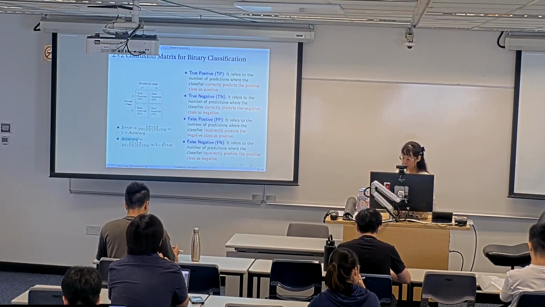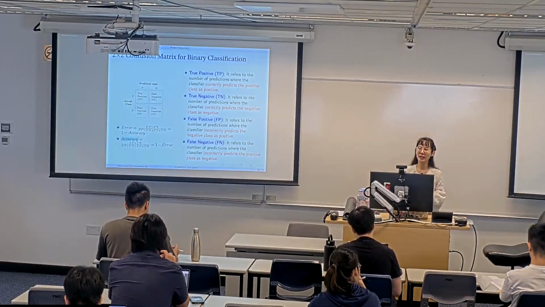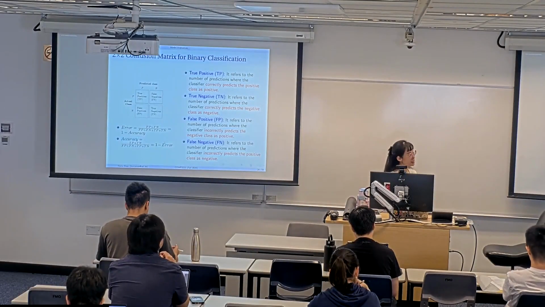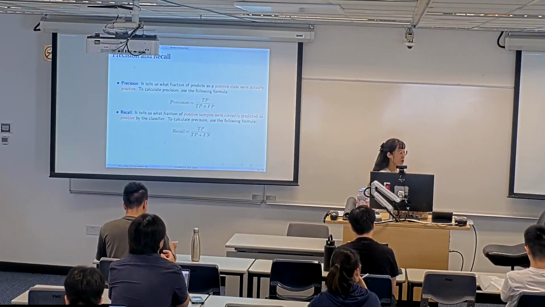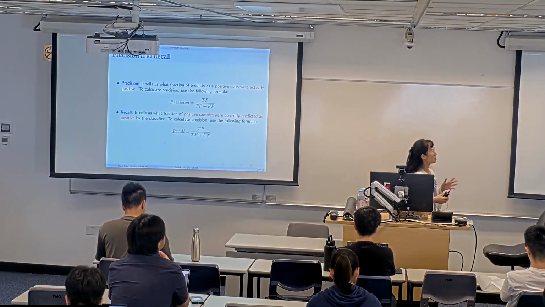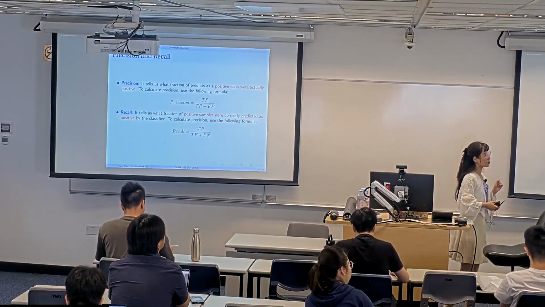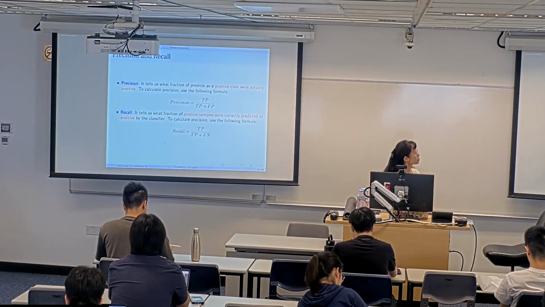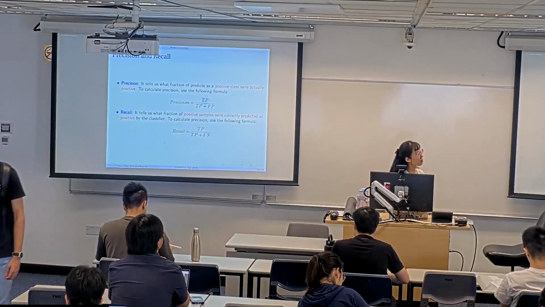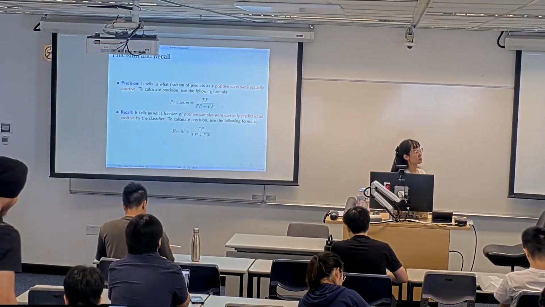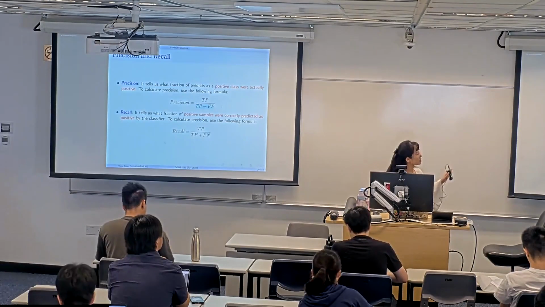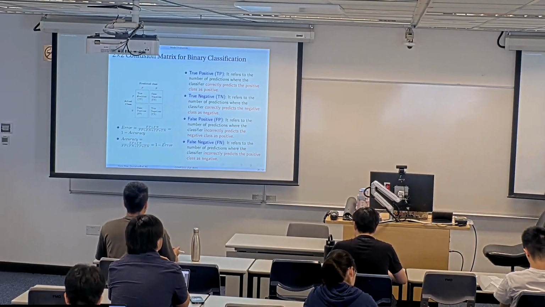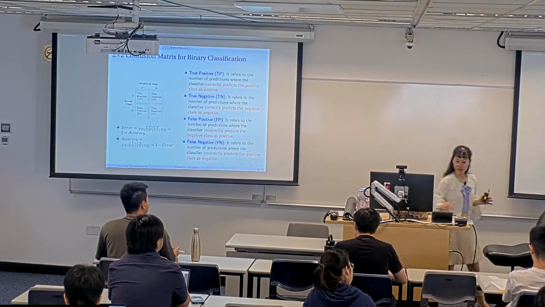Actually, for classification problems, we have many other more commonly used evaluation metrics other than accuracy. They are called precision and recall. Let's see what precision is. Precision tells us what fraction of predictions as positive class were actually positive. And the formula would be like this. The precision is true positive divided by true positive plus false positive. So if you look at the confusion matrix, it should be this entry, the true positive entry, divided by the first column. This is the precision.